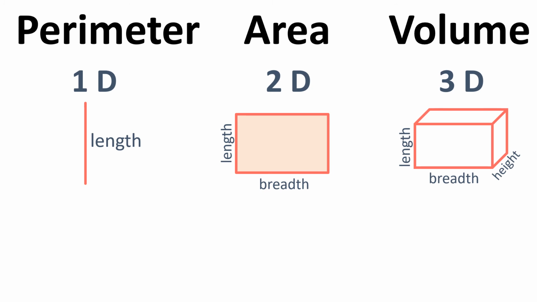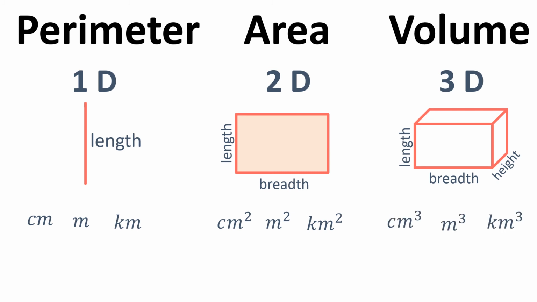The units used to measure perimeter are centimeter, meter and kilometer. The units used to measure area are square centimeter, square meter and square kilometer. And the units used to measure volume are cubic centimeter, cubic meter and cubic kilometer. Remember, square units are used to measure area and cubic units are used to measure volume.